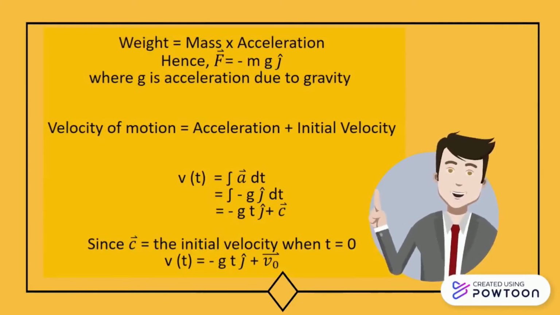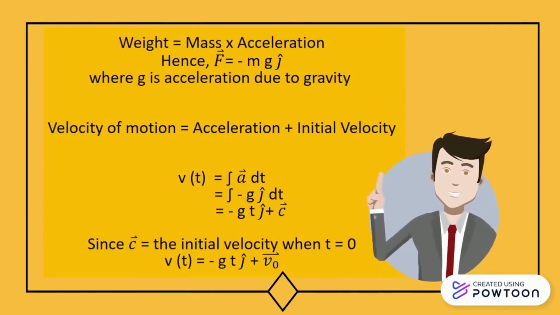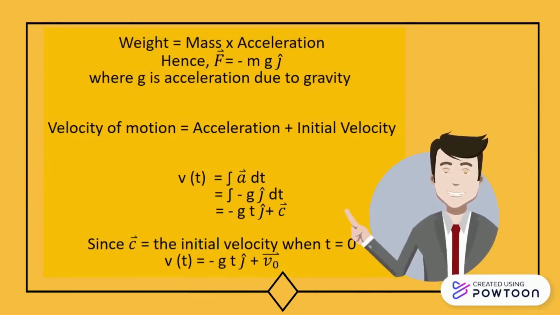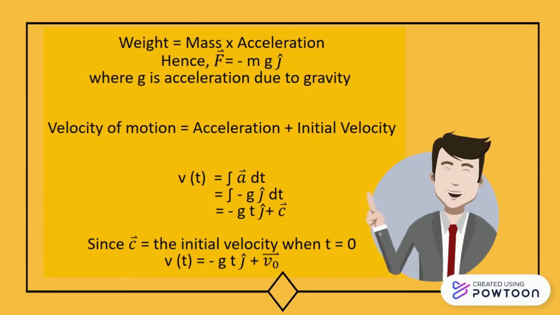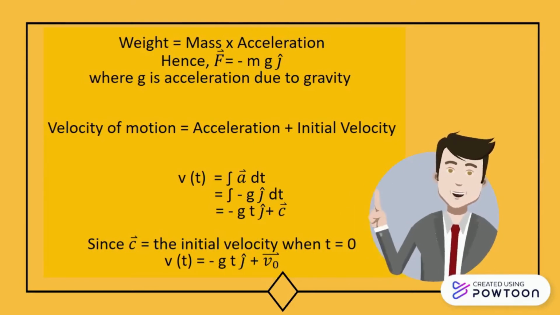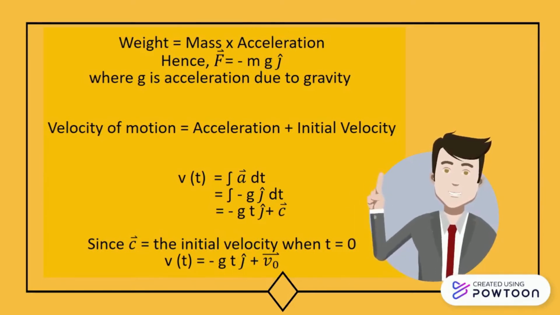As we know, weight equals mass times acceleration, hence F equals negative mgj, and the velocity of motion equals acceleration plus initial velocity. So v(t) equals the integral of a dt, which means the integral of negative gj dt, so we get the answer negative gtj plus c. Since c is the initial velocity when t equals 0, v(t) equals negative gtj plus v0.